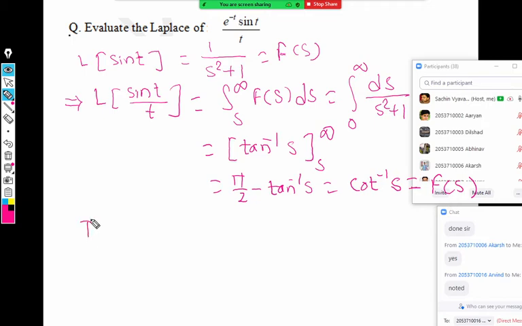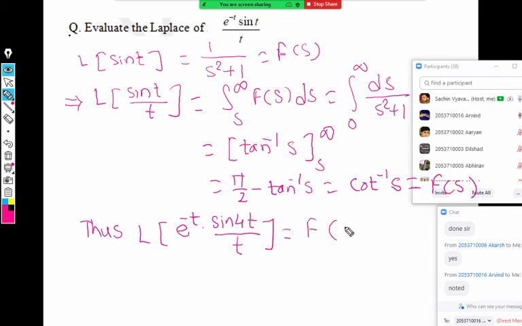Thus, the last property we have to use: the Laplace of, we are multiplying by e raised to minus t now, e raised to minus t into that sin t divided by t. And what is that formula? It is f of s plus 1, correct. So the final answer should be cot inverse of s plus 1, and that's the end of the question.